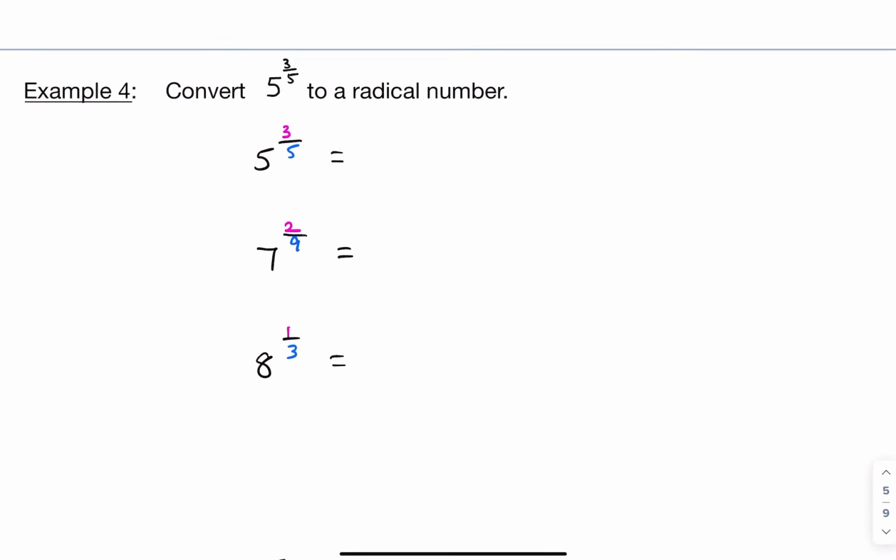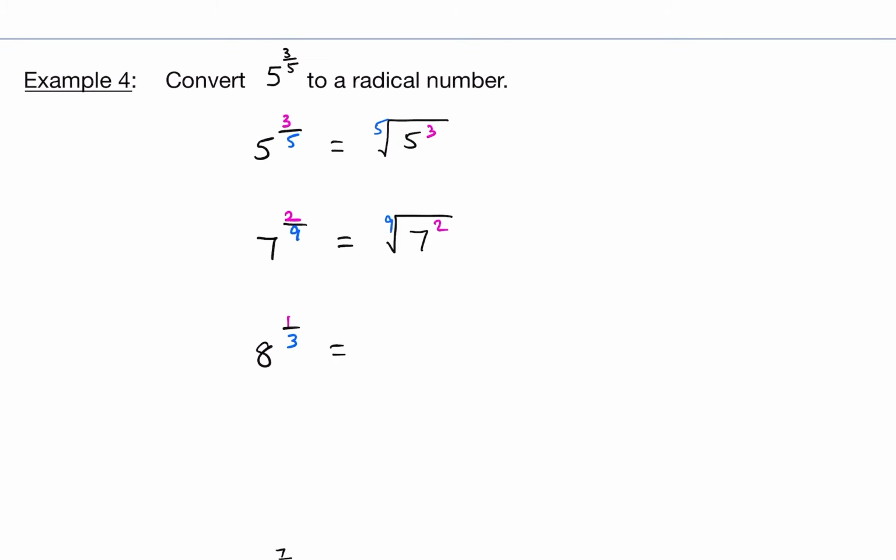We're going to convert these to a radical number. Same thing again. So 5 to the 3/5 power is really the same as the 5th root of 5 cubed. And then in the next one, 7 to the 2/9 power, that's going to be the 9th root of 7 squared. Okay, so hopefully you're getting a feel for this and understand where these numbers are coming from and how we convert them. Now let's take a look at this next one.